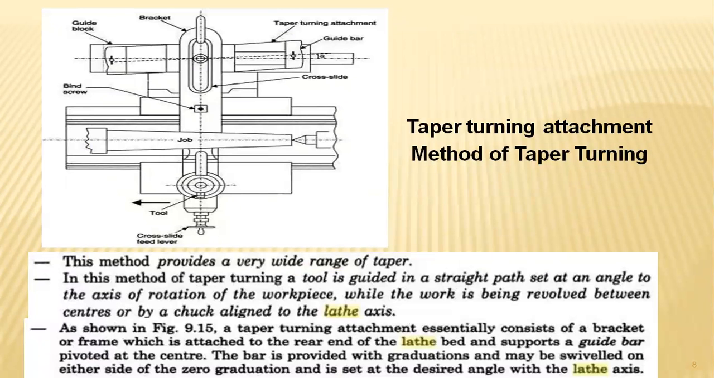Next is the taper turning attachment method of taper turning. So it is an attachment method. It is a fixed method. Generally we refer to it on a fixed basis. It covers a very wide range of tapers. So the job is permanently fixed over it. And in this method particularly, the tool will be guided in a straight path itself. There is no movement changing the tool.